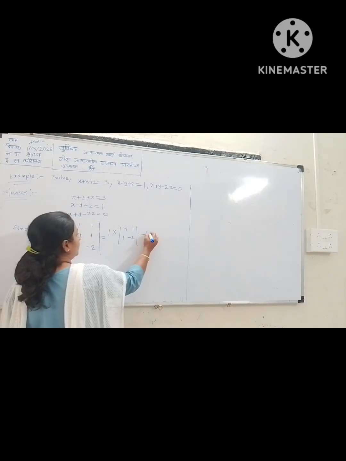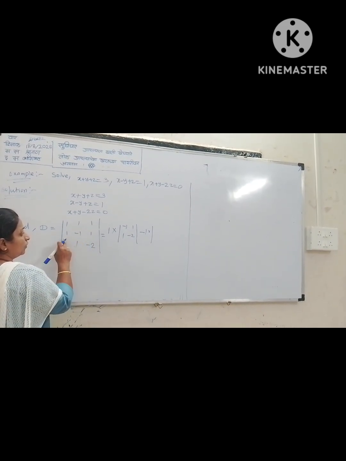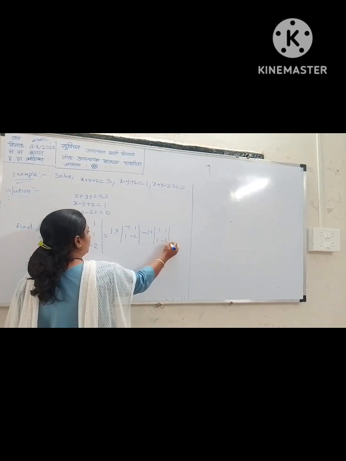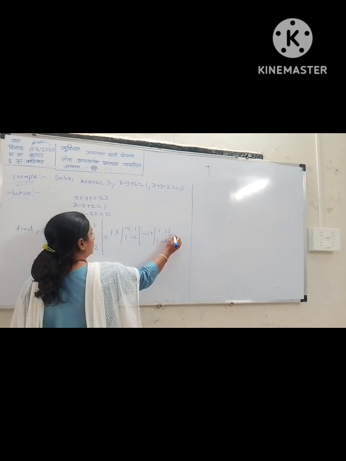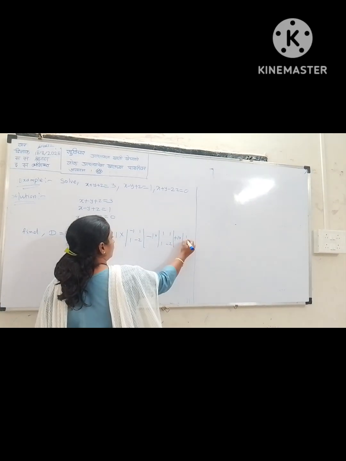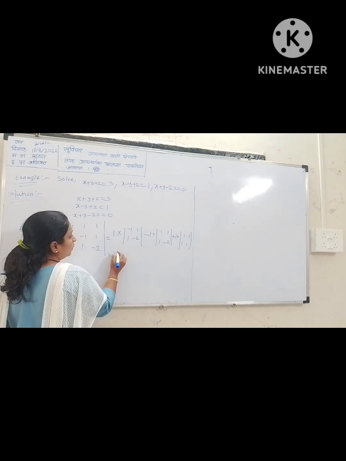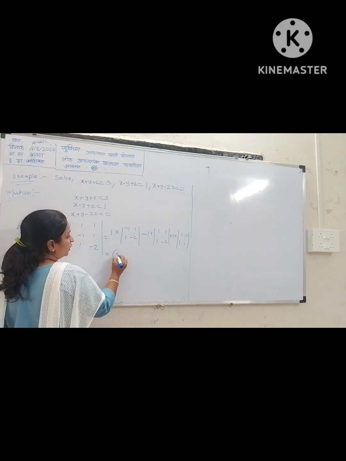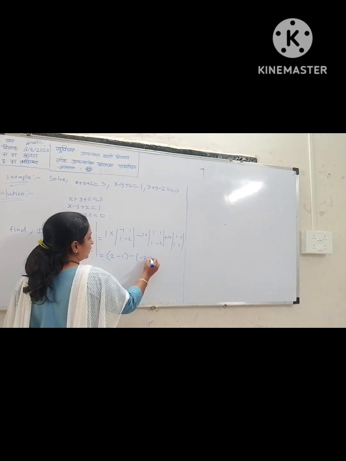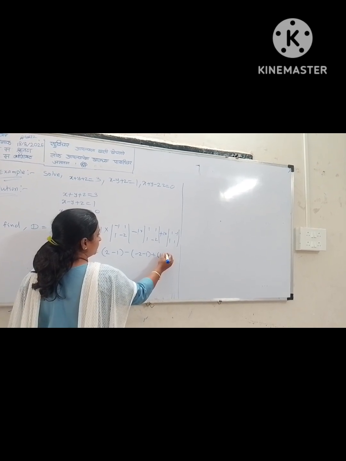Minus 1 into this minor of 1. Delete first row, second column: 1, 1, 1, minus 2. Plus this last one into its minor. Delete first row, third column: 1, 1, minus 1. Okay, solve this. We got minus 1, minus 2 here, 2, minus 1, minus 2, minus 1, plus 1. Minus minus becomes plus 1.